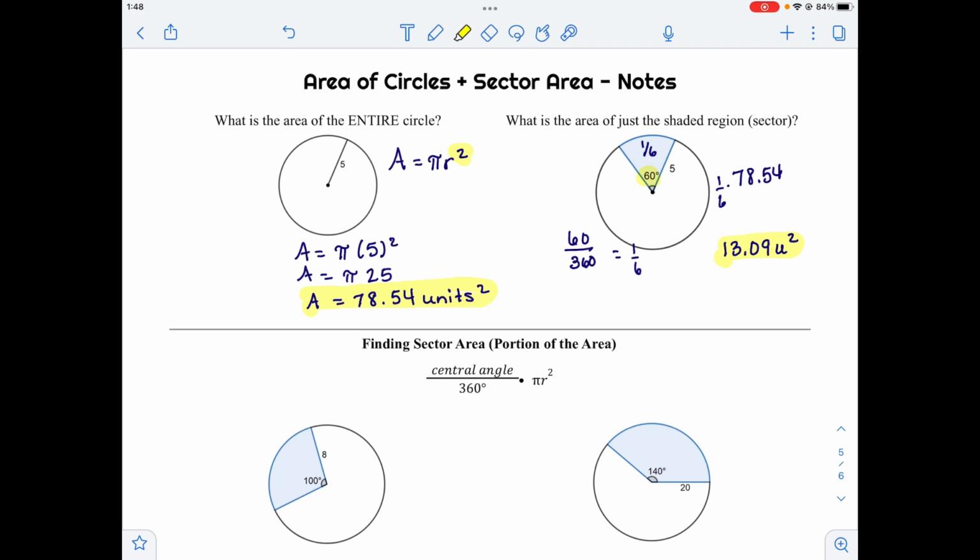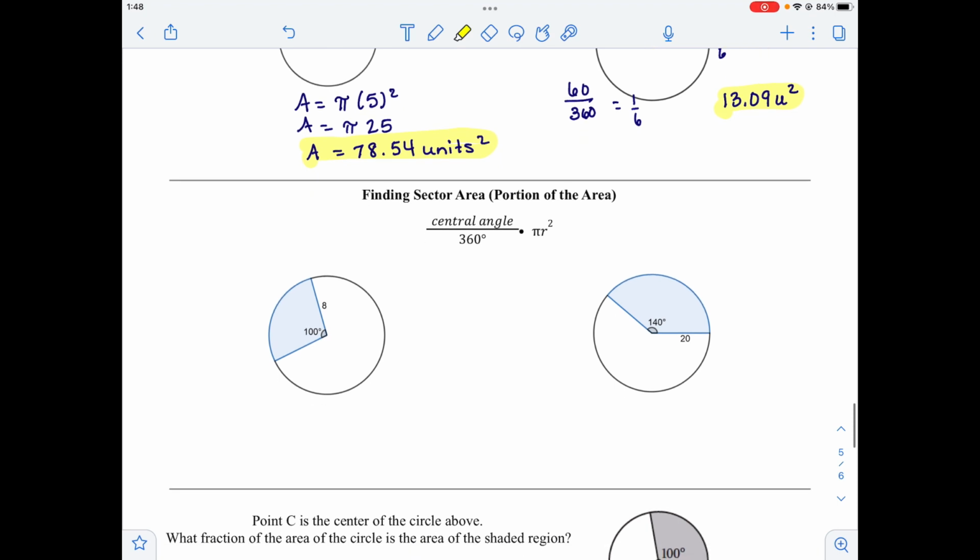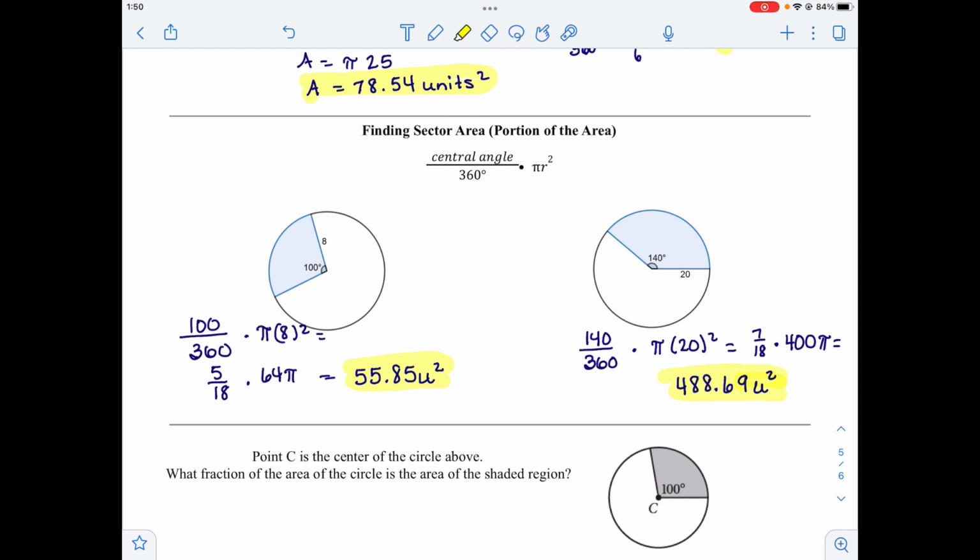So again, there's a relationship and a ratio, a proportion that we can set up to help us with this. So we take our central angle, divide by our total degrees in our circle, and then we multiply it by the area formula, needing our radius. So I want you to try these and see how you do, just with this simple knowledge. So take a look and see how you did.